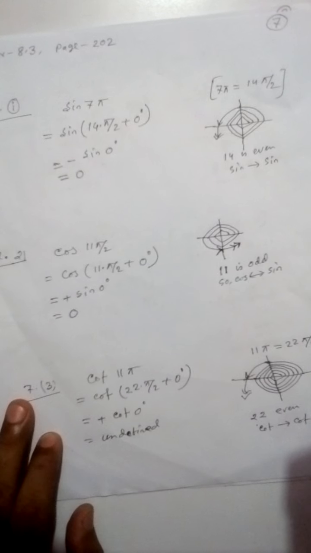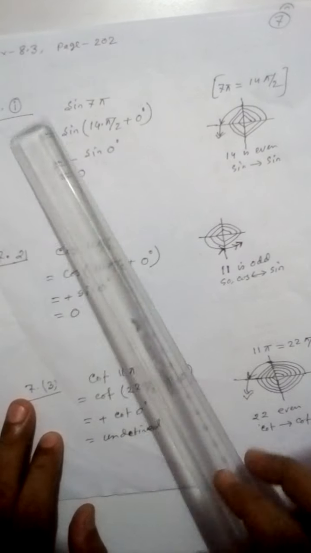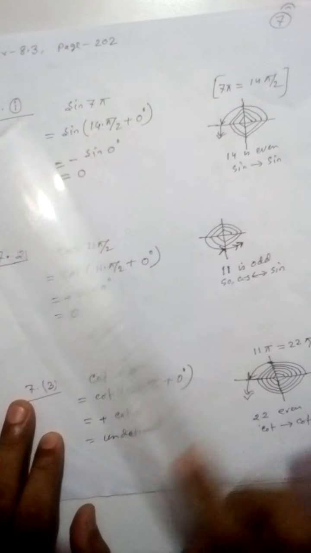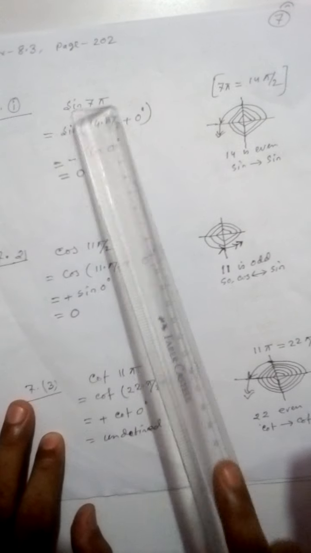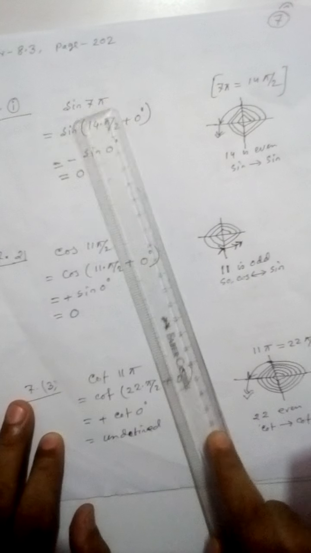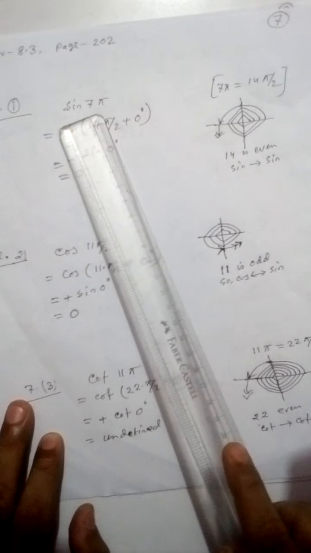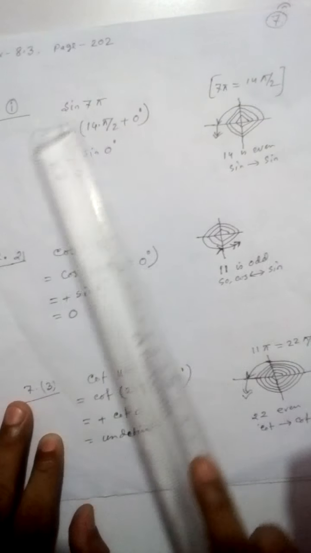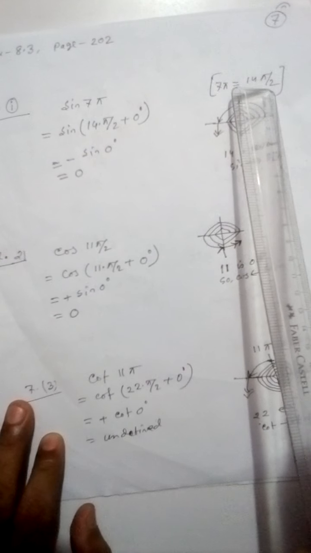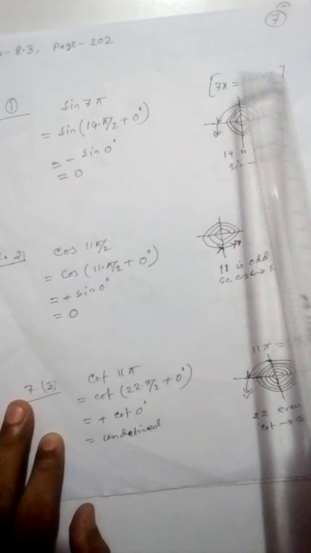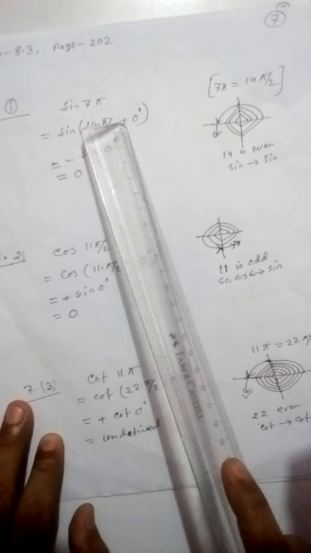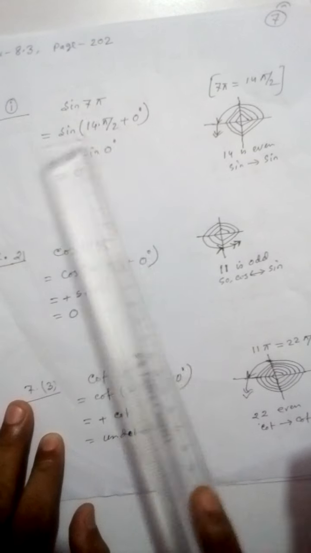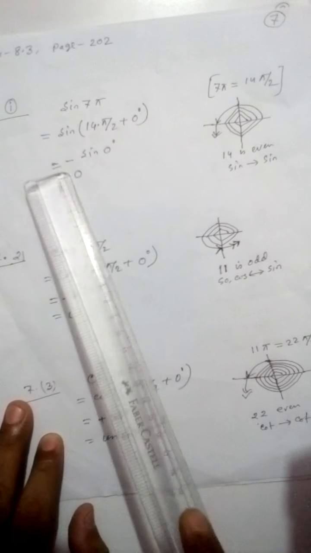Now we solve this math, exercise 8.3, page 202. Question 7.1: sin 7 pi, find the value of sin 7 pi. So first step, we convert 7 pi into n into pi by 2 plus or minus theta. Sin 7 pi, we can write as 14 pi by 2, so sin 14 pi by 2, pi by 2 multiplied by 14 plus 0 degree, so it makes 7 pi.